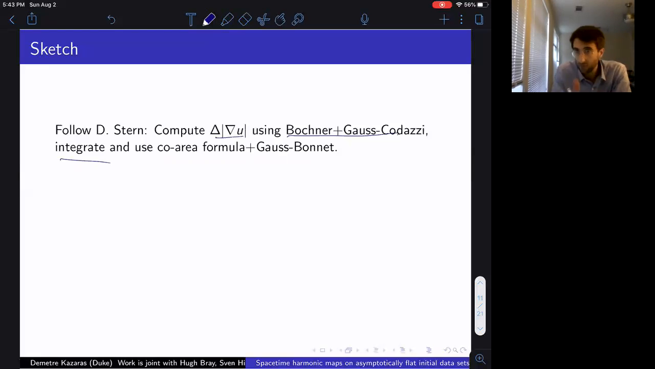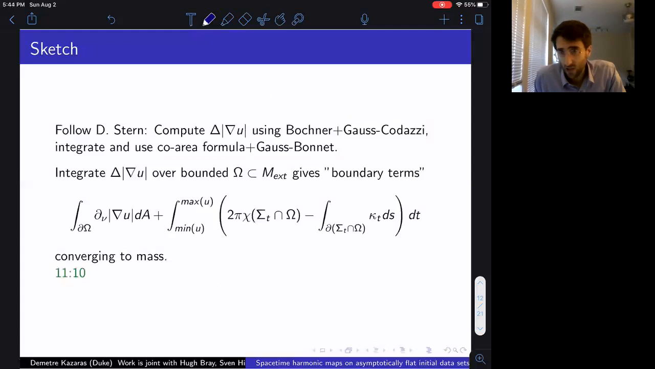When you do this, I'm skipping over a lot here. I wouldn't expect you to follow what I just said, but this is the rough idea behind what Daniel was talking about. Again, I encourage you to look at his talk and his papers on this. Very nice read. And so when you do this, you get boundary terms. You're going to be integrating the Laplacian of the gradient. So when you integrate that by parts, you get this normal derivative of the gradient.